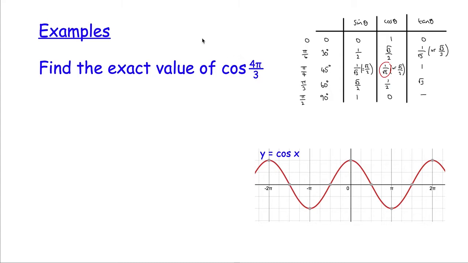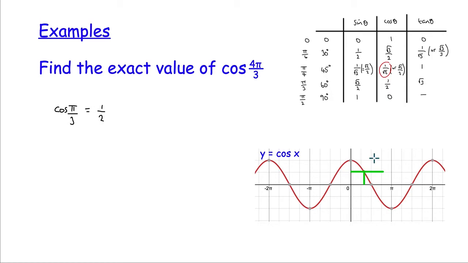So cos of 4 pi over 3, that makes me think it's going to be something to do with pi over 3. So let's write down what cos of pi over 3 is equal to. That's equal to a half. So if we draw that onto our cos graph, that gives us pi over 3 being here.